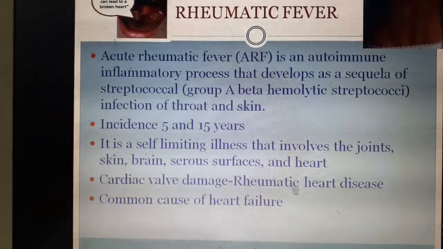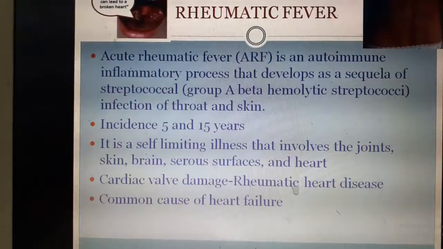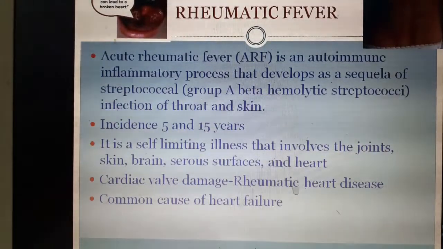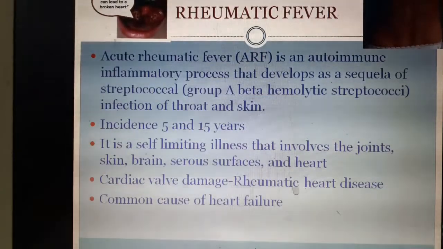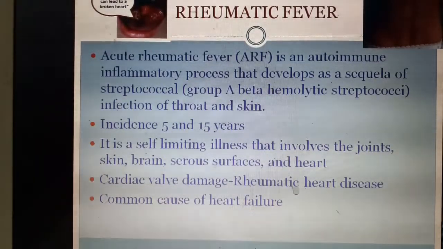The incidence is between 5 to 15 years. This is a self-limiting illness that involves the joints, skin, brain, serous surfaces such as the pleura, and heart. It mainly causes cardiac valve damage, especially the mitral valve, and when it involves the heart and the valves, it results in rheumatic heart disease. It is a common cause of heart failure.